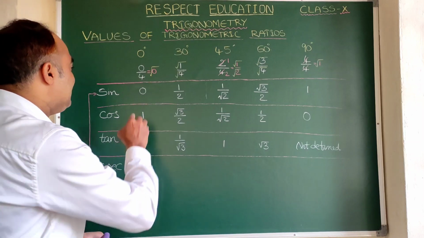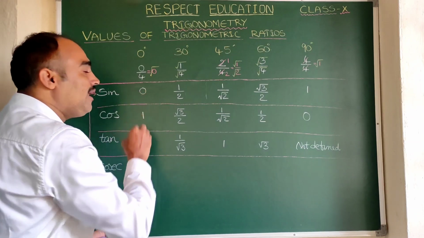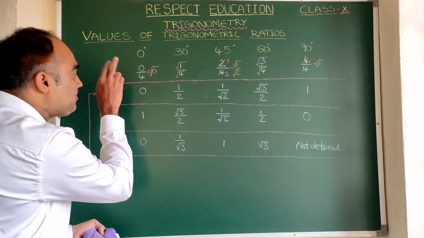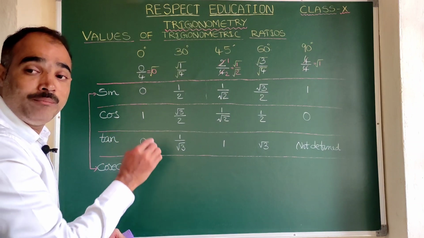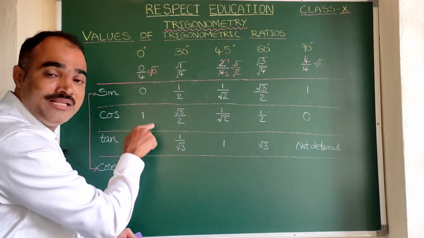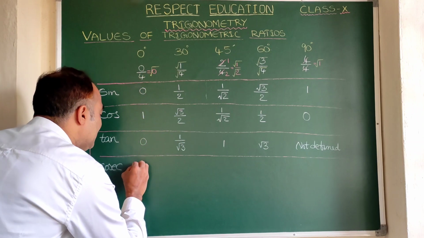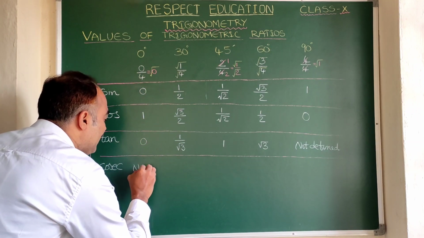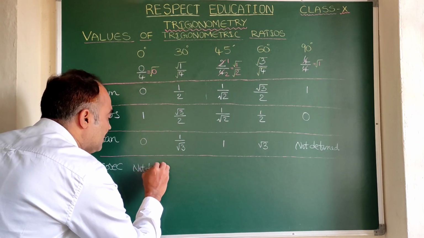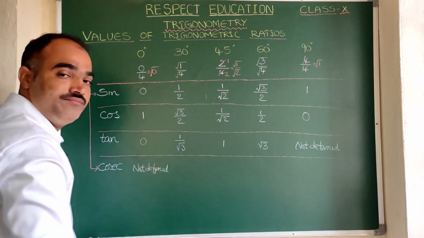Reciprocal means 0 by 1. Let us make it reciprocal. It is 1 by 0. 1 by 0 means not defined. So it is not defined. Cosecant 0 degrees is not defined.